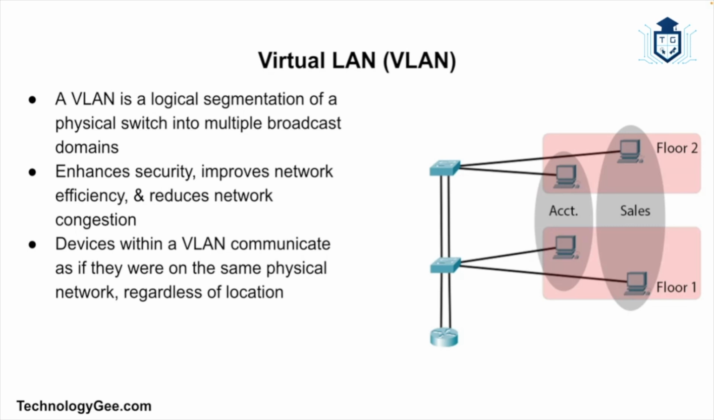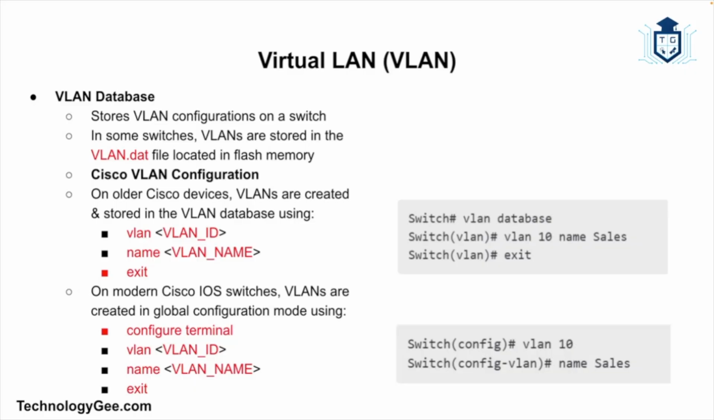So a VLAN, this is a logical segmentation of a physical switch into multiple broadcast domains. VLANs enhance security, improve network efficiency, and reduce congestion by grouping devices logically rather than physically. All right, so let's talk about a VLAN database. So the VLAN database, this is where VLAN configurations are stored on a switch. And in some switch operating systems, VLANs are managed using the VLAN.dat file, which is stored in its flash memory.